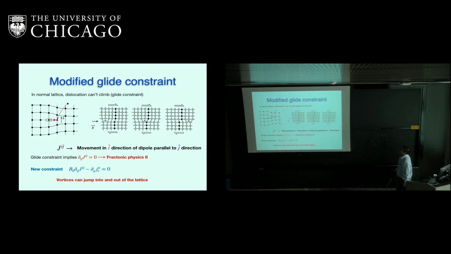However, in our model, we have a new modification of the glide constraint, and the reason is that we have free vortices. That means you can have a free vortex from outside come in, and a free vortex from the inside can jump out. That means a violation. So basically, this is a violation of the glide constraint, together with the conservation of the vortex.